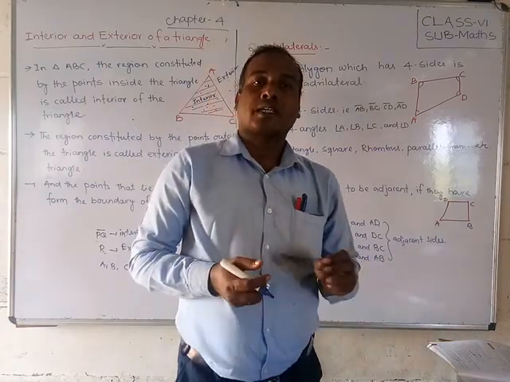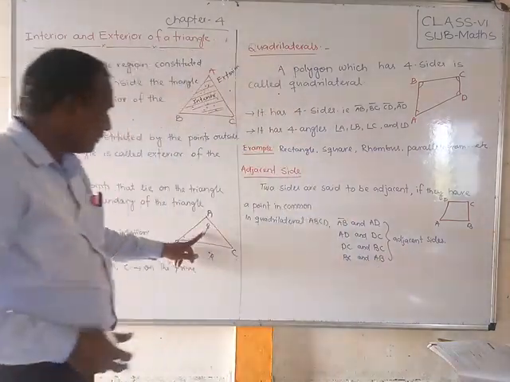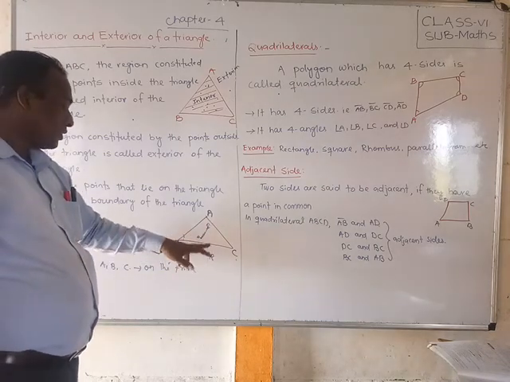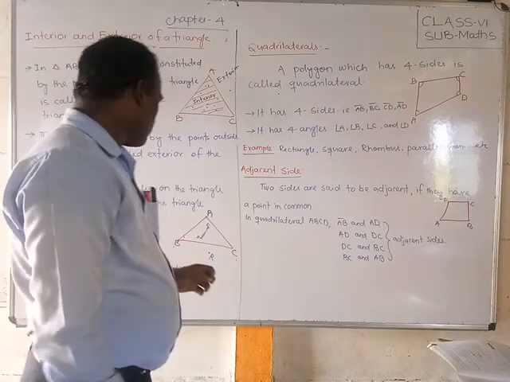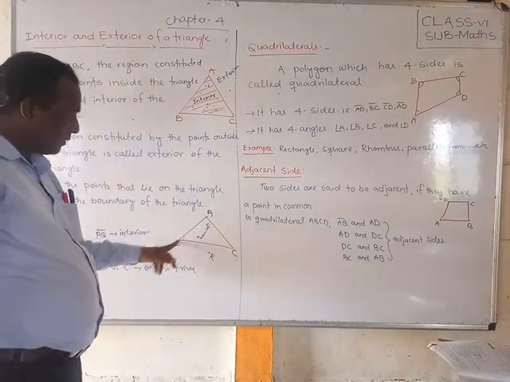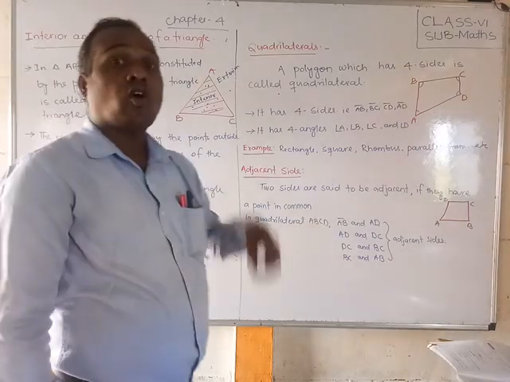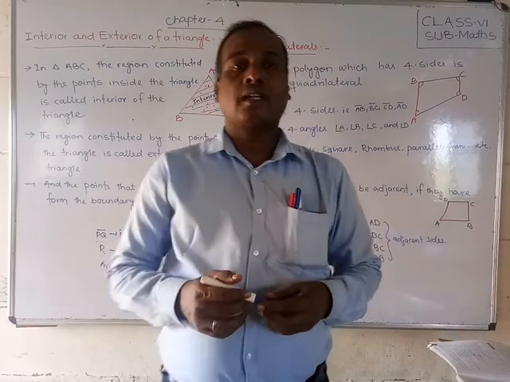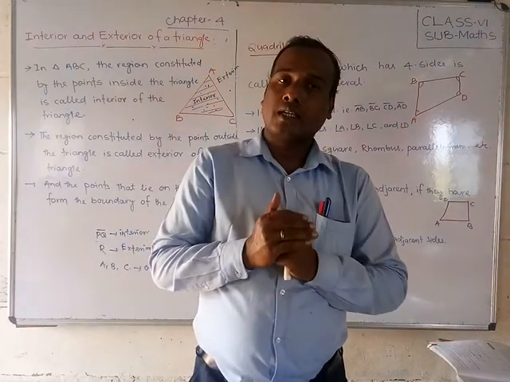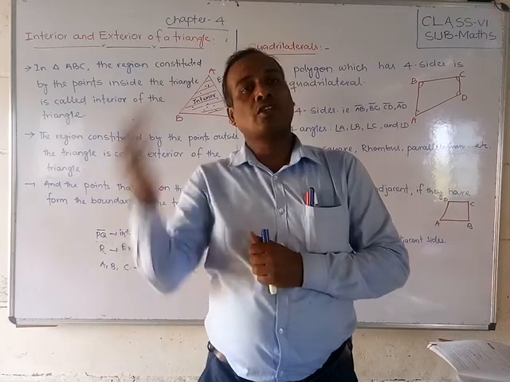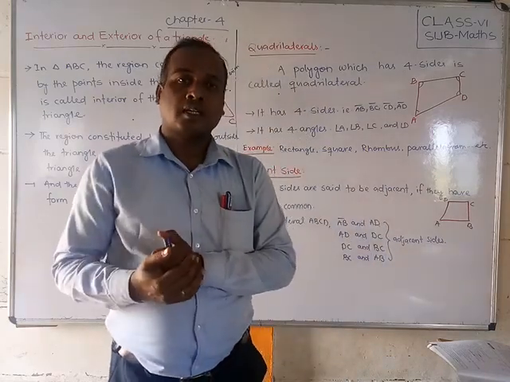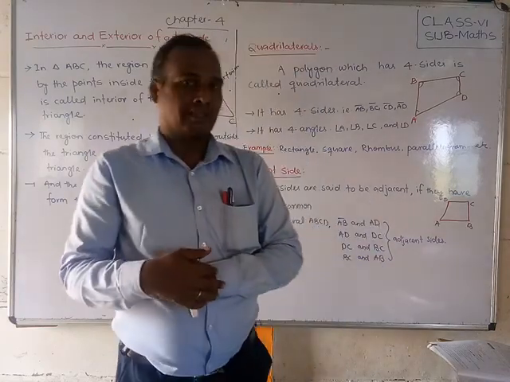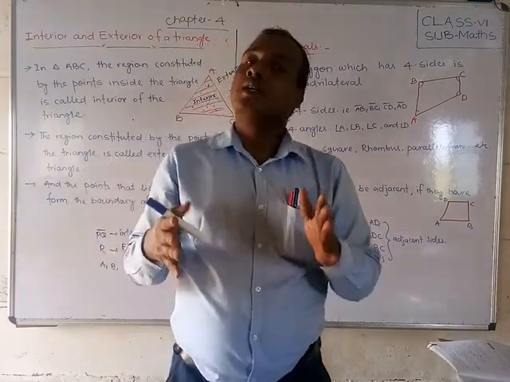One is the interior of the triangle, which is inside: the line segment PQ is in the interior of the triangle. R is a point which is in the exterior of the triangle. Now A, B, C, these three points lie on the triangle. So we have studied the interior of the triangle, the points inside the triangle, and the exterior of the triangle, that means outside of the triangle. And one more, which is on the line, that is on the triangle. So these are the three regions of the triangle.